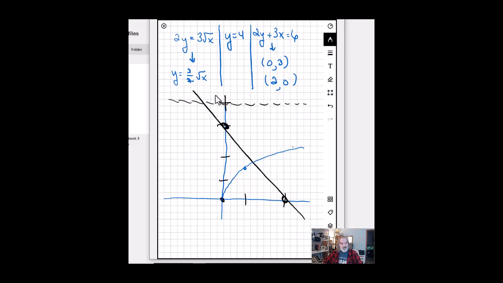Okay, so this is the set of lines that we're talking about. Now notice that this curve is going to keep going, of course, out of the field of view.